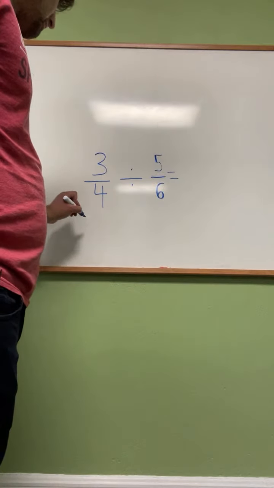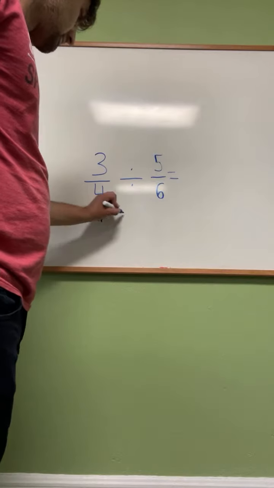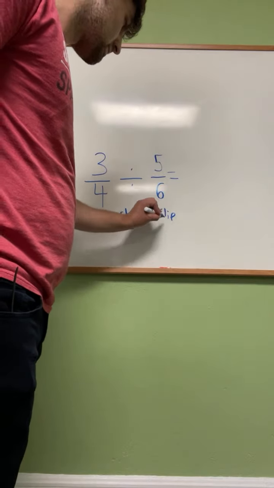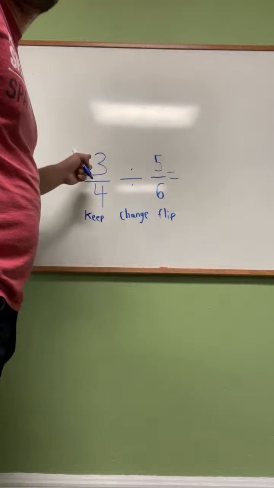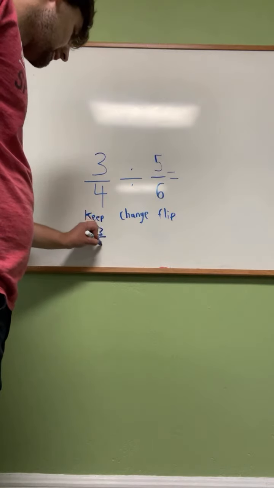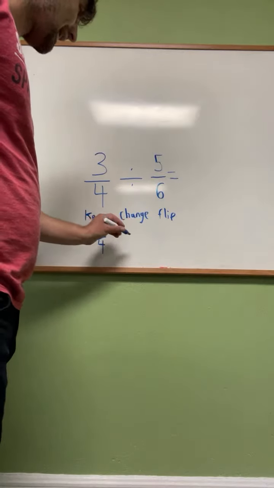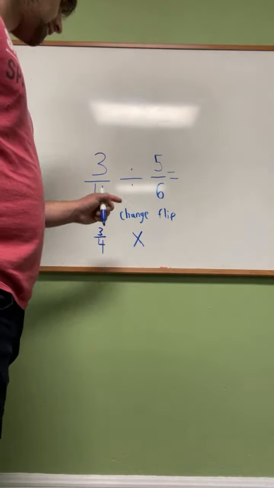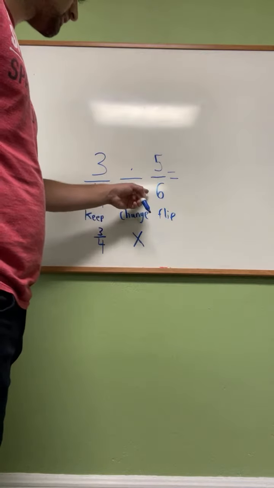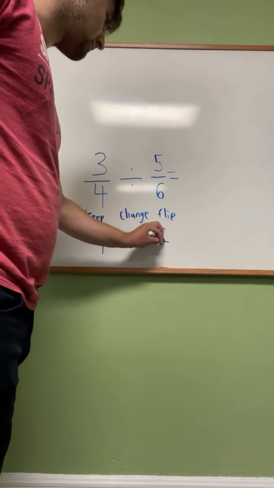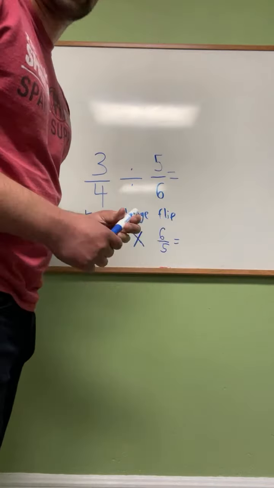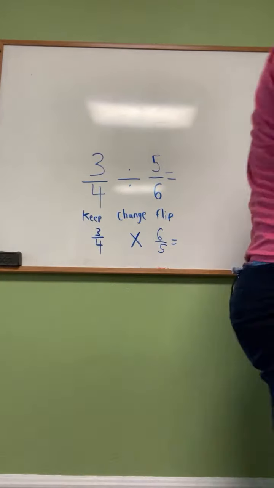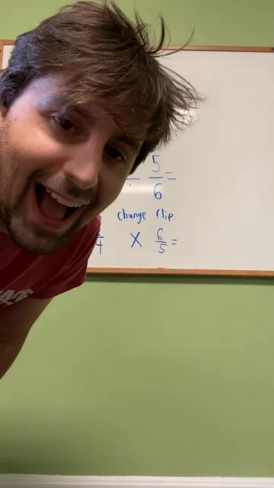And again, we keep, we change, and we flip. So 3/4 is going to stay the same. We keep that. The division sign, we're going to change that to a multiplication sign. And the 5/6, we flip that over. So the 6 is going to be on top, the 5 is going to be on the bottom. So we keep, we change, and we flip. I got to stop doing that.